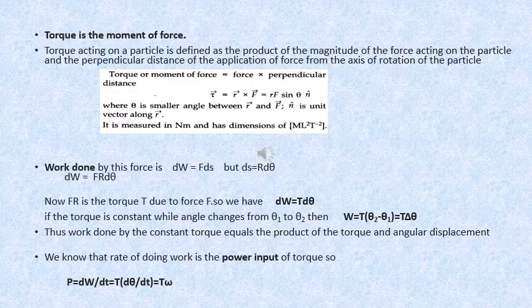The power delivered by the torque. Now work we know is tau d theta. Dividing by delta t, so delta W upon delta t is the rate of doing work, which is known as power, will be equal to tau d theta by dt, which is torque into the angular velocity.